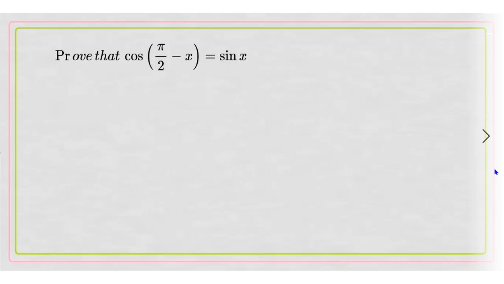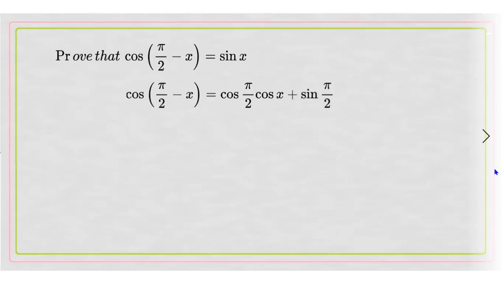Let us come to the second result. Prove that cos of pi by 2 minus x is equal to sin x. Now we consider cos of pi by 2 minus x. This can be written like this: cos pi by 2 into cos x plus sin pi by 2 into sin x. We have just derived the formula cos of x minus y is equal to cos x cos y plus sin x sin y. And you know the value of cos pi by 2.